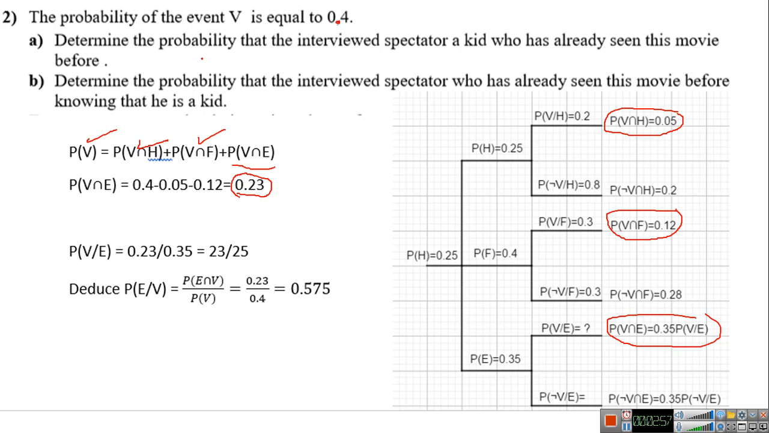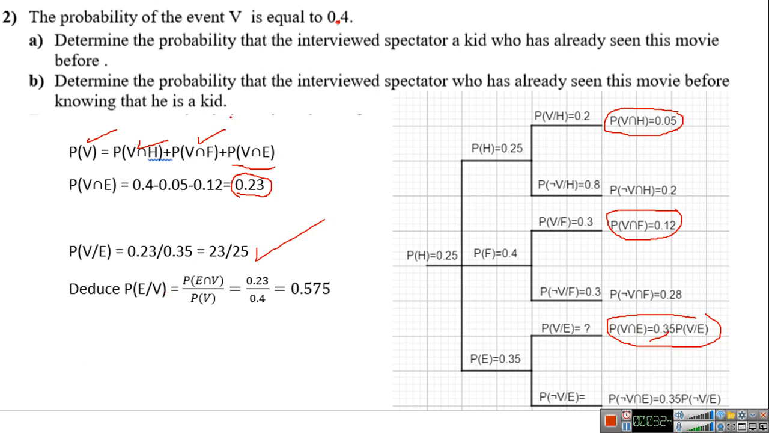Since the question here is to determine the probability that the interviewed spectator, a kid who already saw the film, knowing that he is a kid, enfant, yani kid, and he saw, so I want P of V knowing E. Since now I found P of V intersecting E, which is 0.23, P of V knowing E will be 0.23 divided by 0.35, and I have this answer.